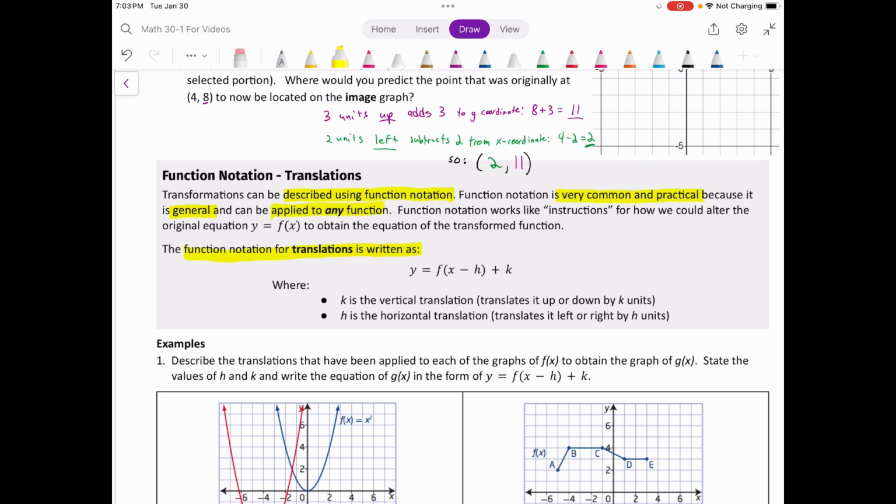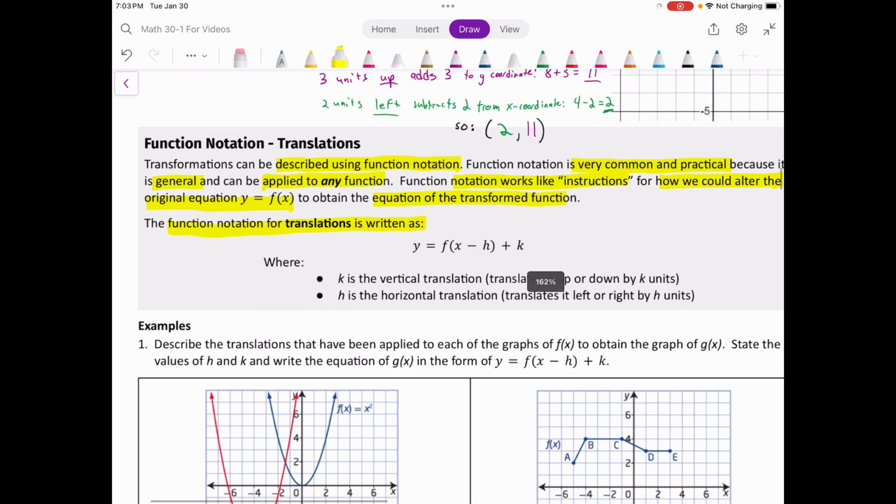And once we know how to read it, which is what we're going to work on in this lesson and the next lesson, it literally just acts like instructions for how we could alter the original equation y equals f of x to obtain the equation of the transformed function. So we're going to build that up as we go.